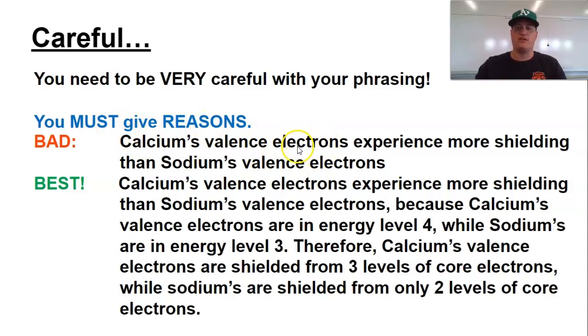Don't just say what is occurring. They always want an explanation of why. But it doesn't have to be super challenging, right? Because calcium's valence electrons are in the 4th energy level, there are 3 other layers beneath it. Therefore, calcium is shielded from 3 levels of core electrons, while sodium's only shielded from 2. You can see I named all of the elements. I gave numbers. Don't just say one more. Tell me how many more. It's not much difference, but it gives you a point you might get where you wouldn't have if you were vague.